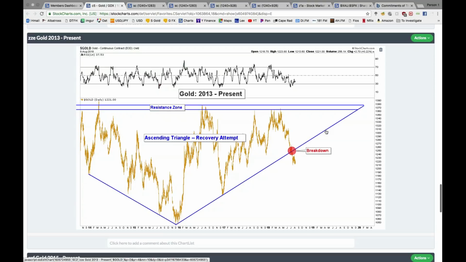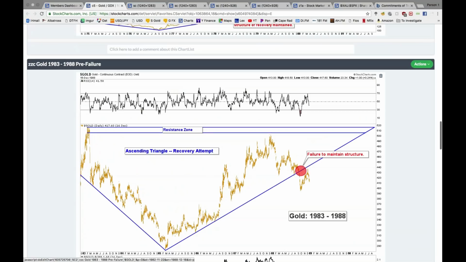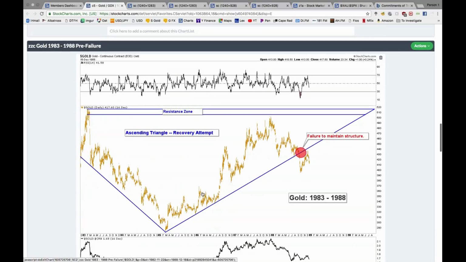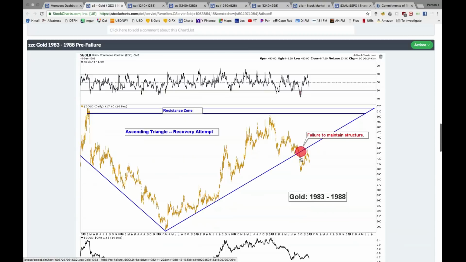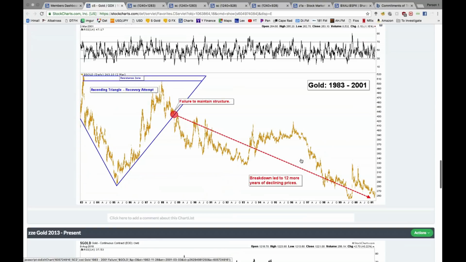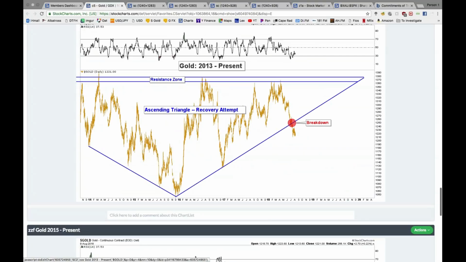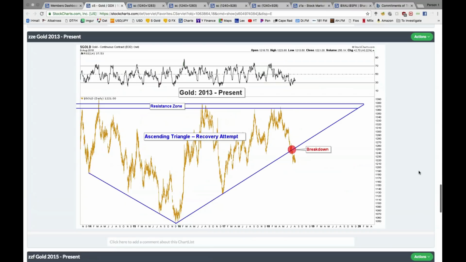So yeah, just going back one more time, just so people can see, here's that 83 to 88. Look at the shape of the recovery. There's the failure. We see the result right there, and then let's look at where we are right now, this 2013 through present attempt. Now, is this going to take the same amount of time? We could rally back to the breakdown before we head back down again.